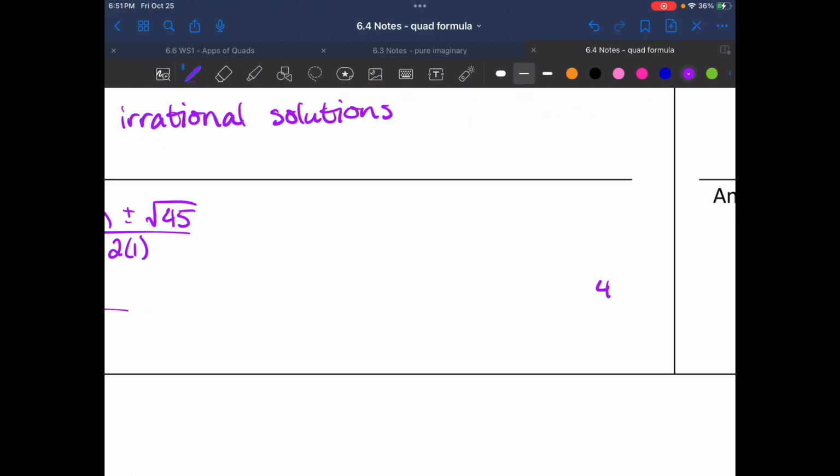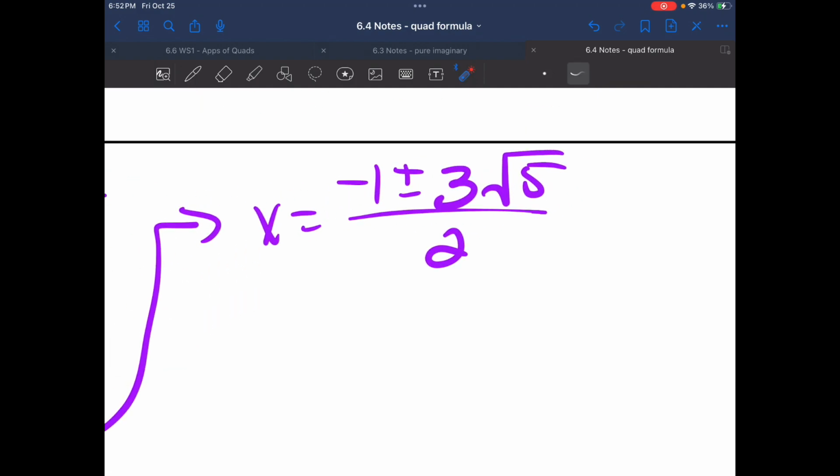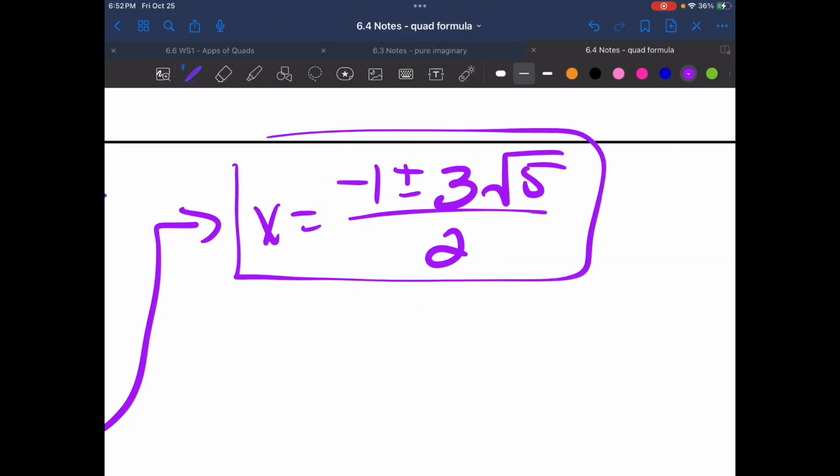Let's talk about the 45. Smallest prime is 3. 3 and 5, so that's 9 and 5. Square root of 9 is 3. But the 5 is going to stay underneath. And we have the 2. I'm not going to highlight them this time because I don't need to. Those 3 numbers don't share a common factor, so we leave it exactly as it is.